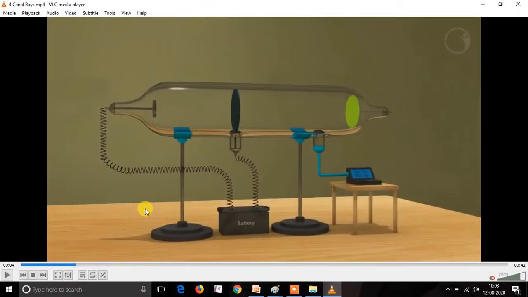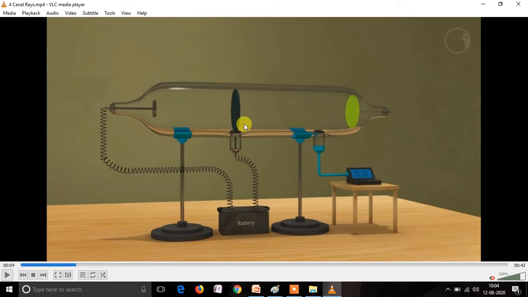Now you can see a perforated discharge tube made up of glass. This is the glass tube, and it is having a pressure of 0.1 mm of mercury. It is very less pressure, and it is connected with a high voltage battery, and one end is connected to the negative terminal of the battery and another end is connected to the positive terminal of the battery.